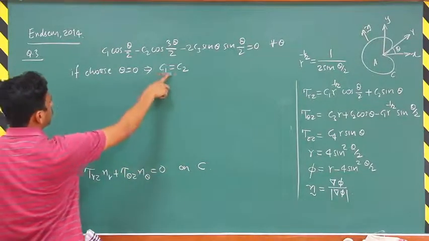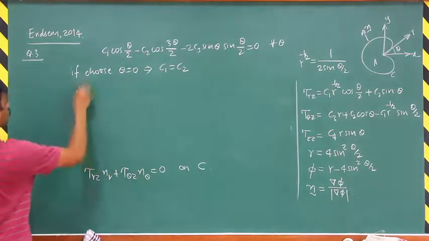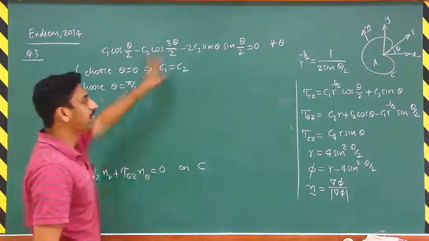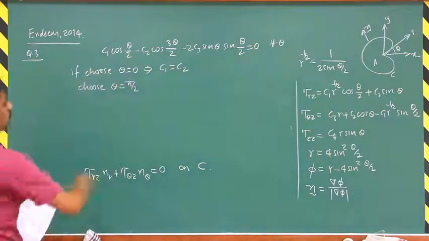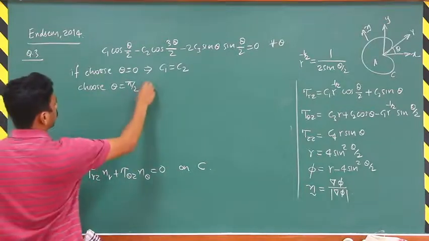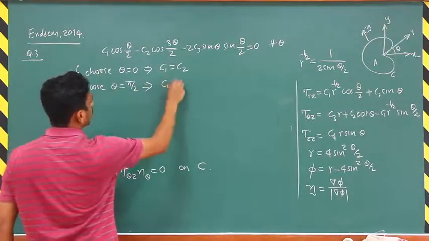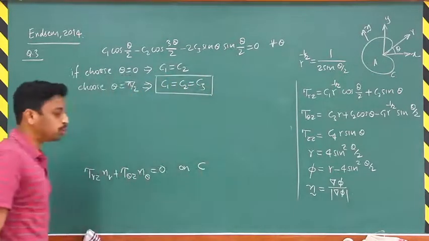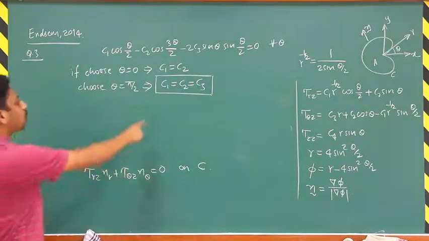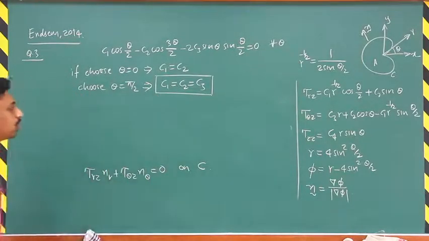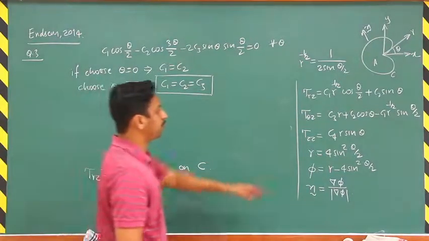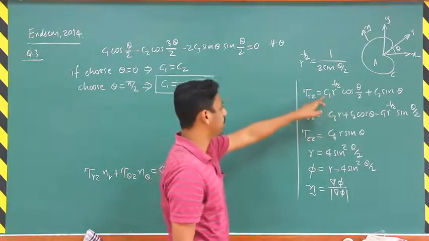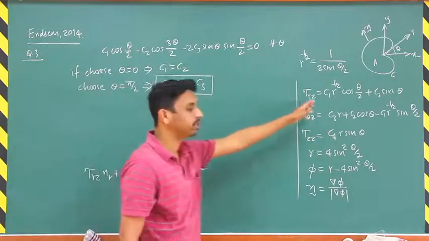Now, if we use C1 equal to C2 in this relation and then choose theta equals pi by 2, since this expression is valid for all theta, we are making certain choices of theta to get the relation between constants. After using this theta value, we get the relation C1 equal to C2 equal to C3. So through this lateral surface being traction free, we have the condition that C1 equals C2 equals C3. Now if we see the stress fields, we are left with only two constants, let's say C1 and C4, since C2 and C3 are anyway equal to C1.